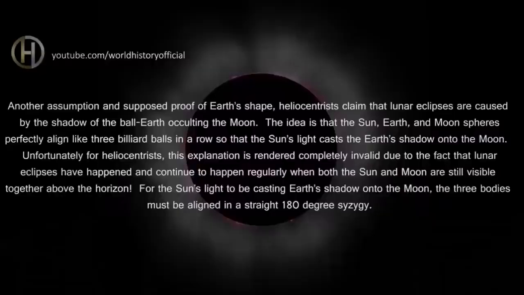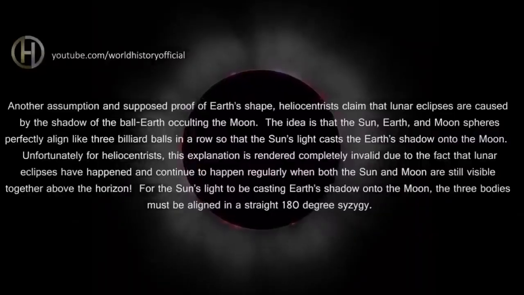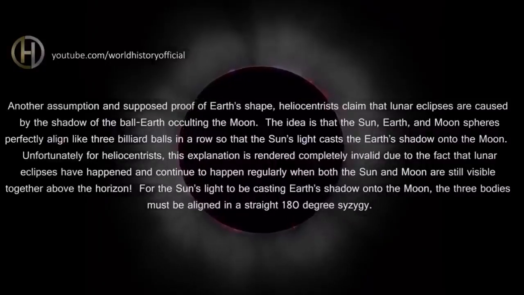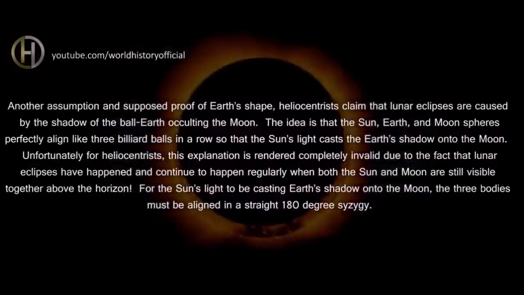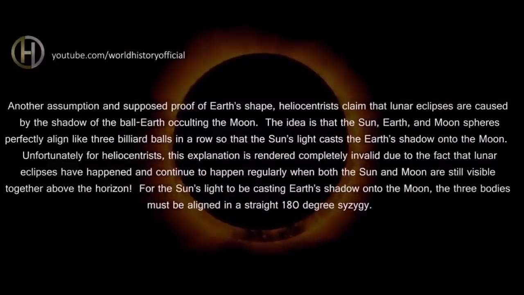It upsets all our ideas. Heliocentrists claim that lunar eclipses are caused by the shadow of the ball Earth occulting the moon. The idea is that the Sun, Earth, and Moon spheres perfectly align like three billiard balls in a row, so that the Sun's light casts the Earth's shadow onto the Moon.